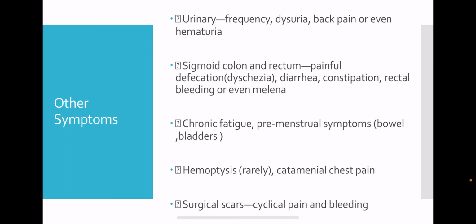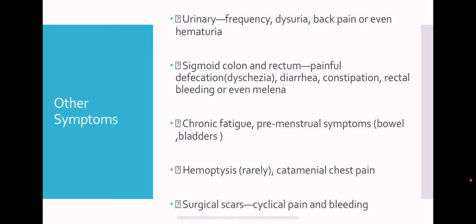Sigmoid colon and rectum: painful defecation, dyschezia. Again, the sigmoid colon and the rectum are obstructed by the endometrial tissue. So endometriosis occurring at these sites will result in dyschezia, diarrhea, constipation, and rectal bleeding. Cyclic hormonal growth of the endometrial tissue and its shedding result in rectal bleeding and even melena. Melena is blood in stools.